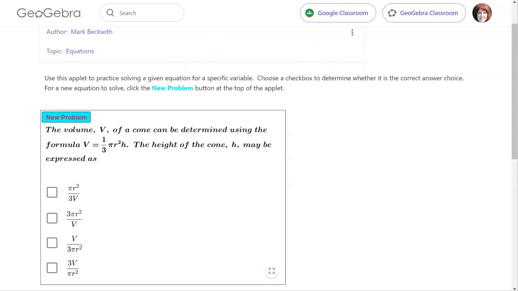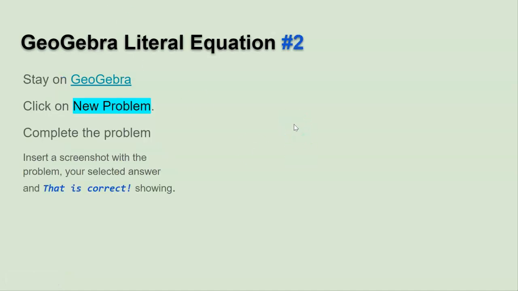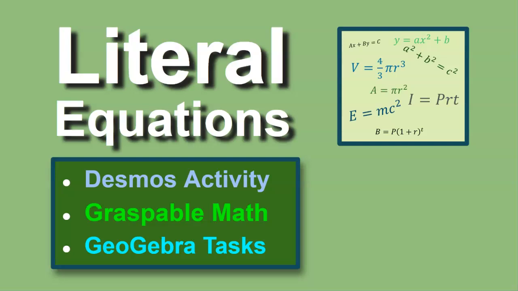Now over here in their slides, they have 1, 2, 3, 4, 5. And in their show notes, it tells them be sure you have a different problem from the ones on the other slide. So they should do a total of 5 practice problems. So that concludes our literal equations lesson.